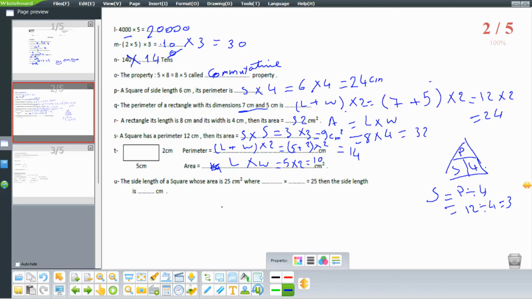The side length of a square whose area is 25 square centimeters, which number times which number? We know that to calculate the side length of a square, we must look for a number which, if we multiply it by itself, gives the area. Okay, so the number is 5 times 5. So the side length is 5 centimeters.